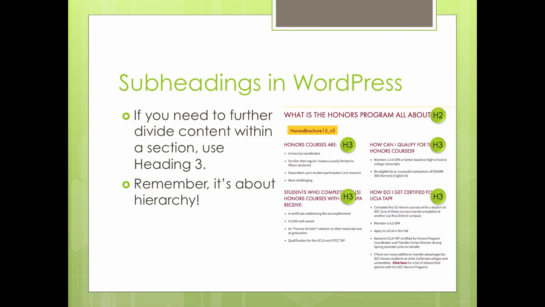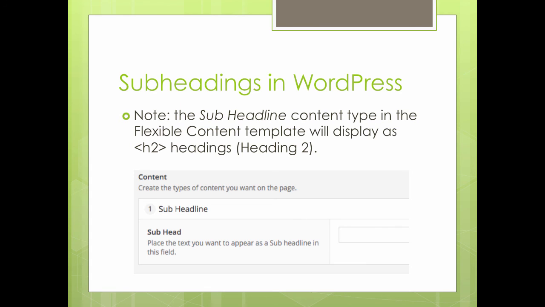Now, if you need to further divide your content within a section, use heading 3. It's all about hierarchy. On the graphic on the right-hand side, you can see my top headline there is an H2, but all the subheadings that fall under it in the 2 columns, those are all H3s. One note about the content pieces that are within our flexible content template, the subheadline content type automatically generates an H2 for you.